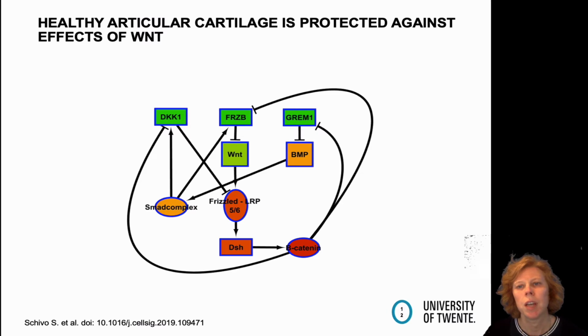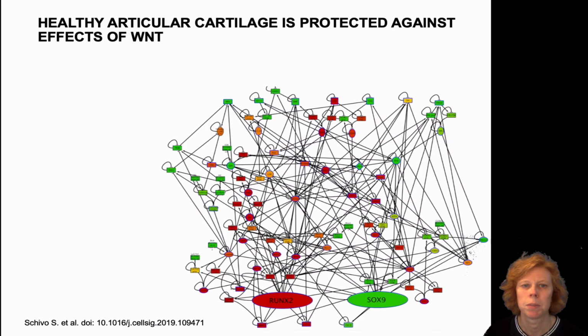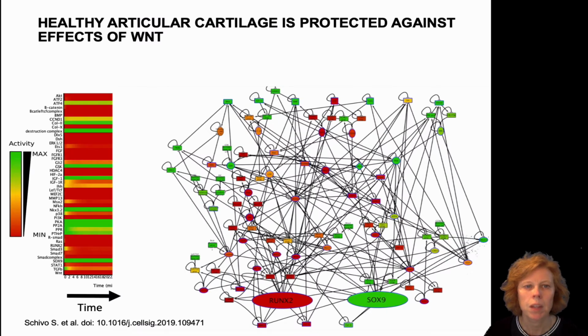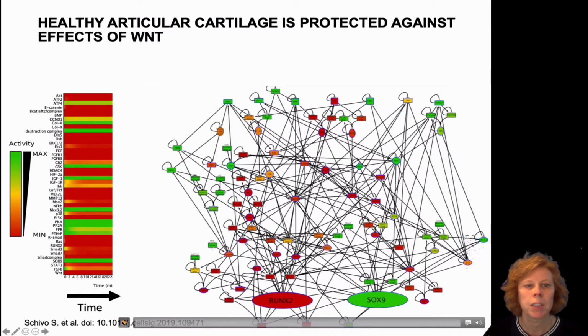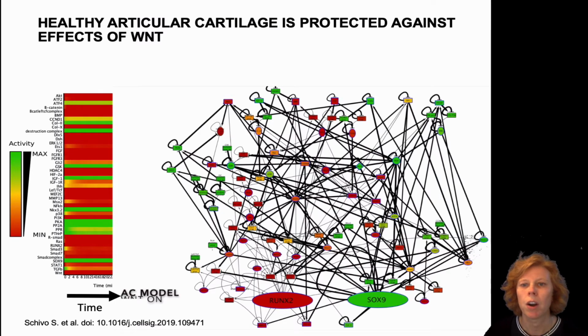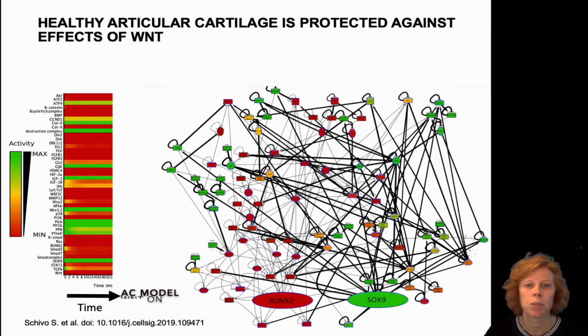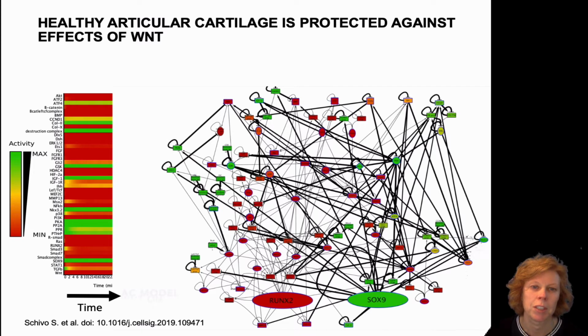Addition of Wnt and BMP antagonists DKK1 and FRZB and GREM1, that are known to be expressed in articular cartilage, to ECHO resulted in stabilization of the SOX9 positive state. In this simulation, and in the corresponding heat map, we see that there are changes in the activity of a number of nodes, but no change occurs in the SOX9 positive state.